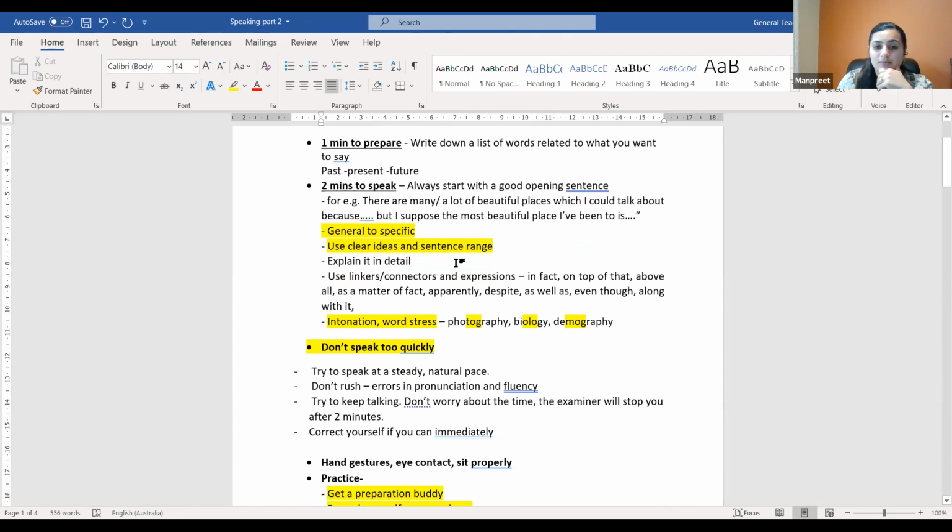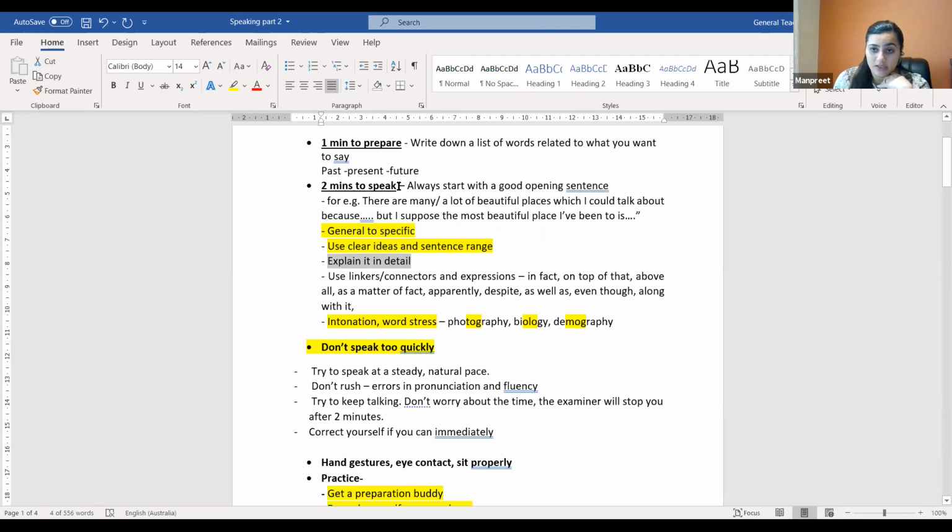So not just using the simple sentences over and over, you have to use different types of sentences. You really have to show the examiner your English skills: your grammar, good ideas and sentence range, everything. Whatever ideas you have, you will have to explain each of them in detail because it's 2 minutes.